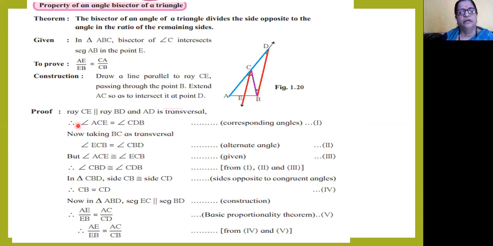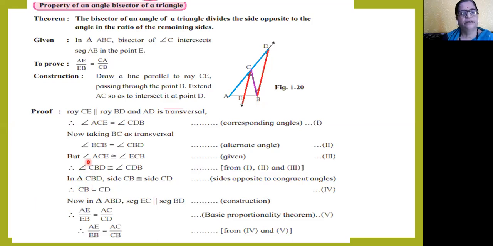Here, angle ACE is one angle, and another angle is angle CDB. This angle and this angle are corresponding angles. Now we'll see, taking BC as a transversal. BC is a transversal for these two lines.